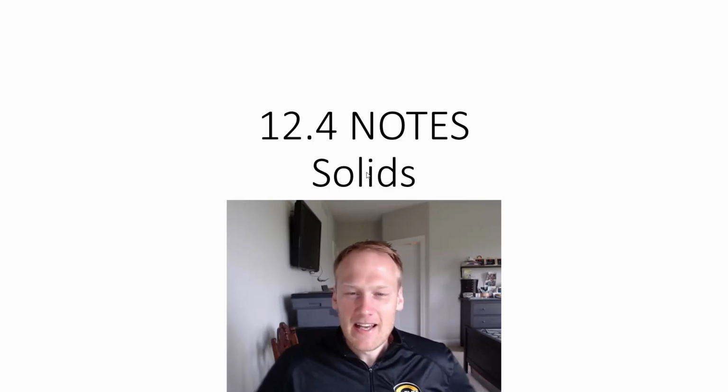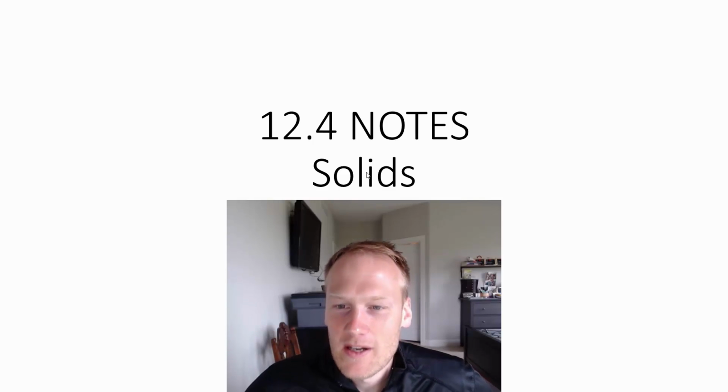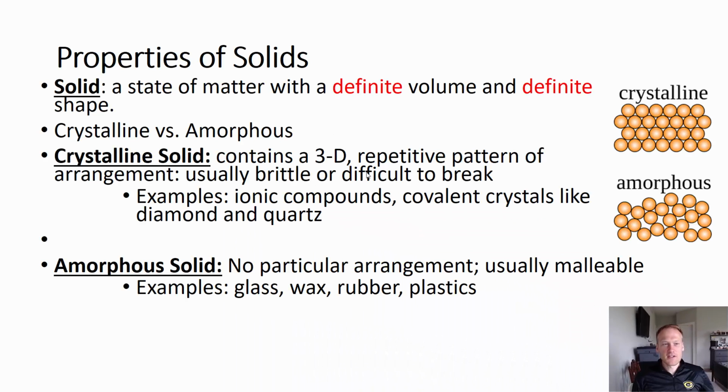All right, 12.4 notes, solids. Let's talk about solids in general first before we start classifying them into our 4 groups. The first thing, a solid is always going to have a definite composition or a definite shape and a definite volume. Okay, you can't put a solid into a different container and have it take on the shape of that container.